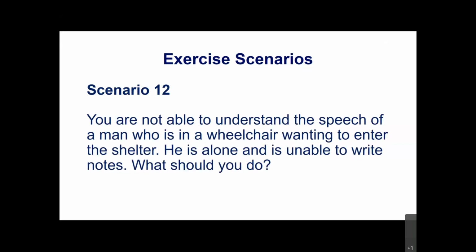Okay, last one. Scenario 12. You are not able to understand the speech of a man who is in a wheelchair wanting to enter the shelter. He is alone and is unable to write notes. What should you do? So we're waiting a bit for people to think about this one. The last one. Yeah, might be the hardest one now.